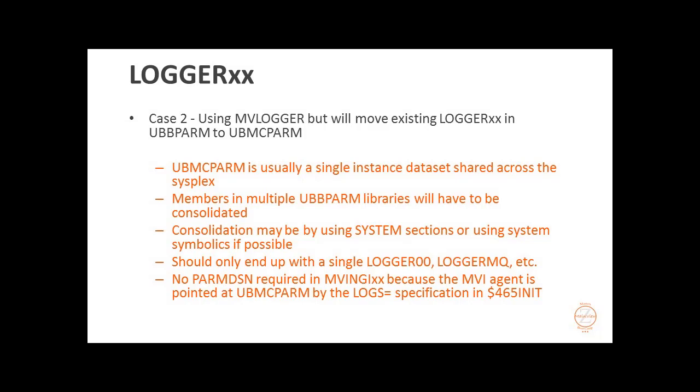If the customer has a single UBB PARM library with unique Logger XX members, it is a simple matter to copy them to the UBMC PARM library. If there are multiple UBB PARM libraries which contain like-named members, then those members will need to be combined into a single member, since the UBMC PARM library is a sysplex shared library. This can be done with system symbolics if naming conventions are good, or using the sectioned approach where each LPAR will contribute one section to the eventual combined member.